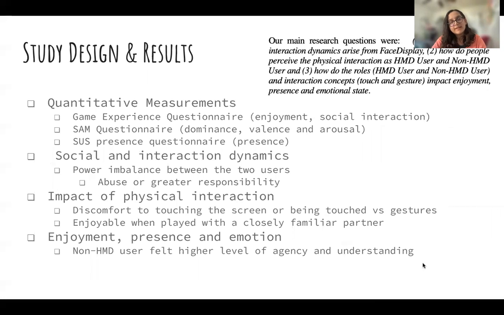So for the study design, they had a lot of things that they tried to measure. They had enjoyment, social interaction, dominance, balance, arousal, presence, and they talked about the different kinds of social and interaction dynamics that they faced. So what they found out was there was a power imbalance between the 2 users. In this case, with Space, there was an element that the non-HMD user could abuse the HMD user by throwing a lot of comets, and it could be a little traumatizing.